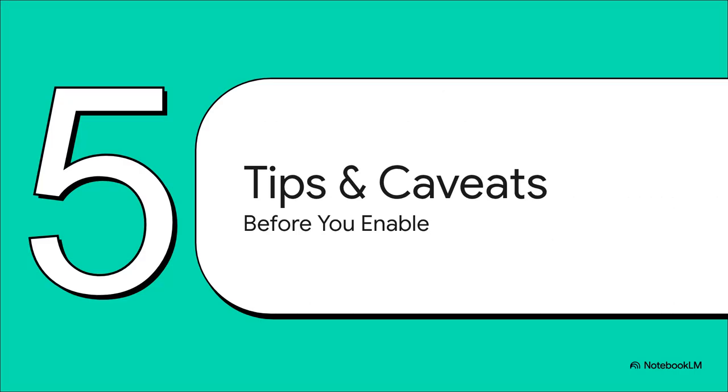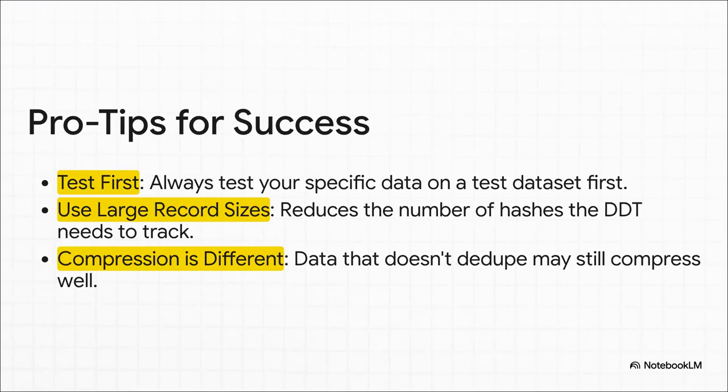All right, so you're thinking, hey, I've got the perfect use case for this. That's great, but hold on. Before you go flipping that switch, there are a few more really important things you need to know. Let's go over some final tips and some pretty critical caveats. First things first, and this is non-negotiable. Test it. Before you even think about turning this on for your important data, create a test data set, copy your stuff over, and see what kind of dedupe ratio you actually get.